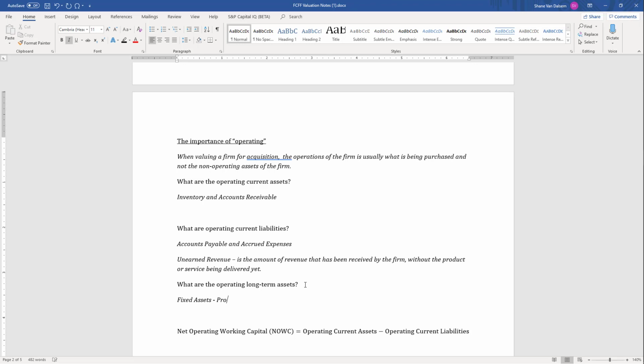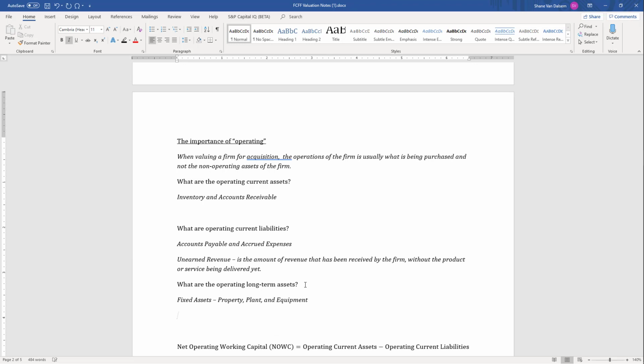So property, plant, and equipment. And again, these are referred to as operating because they're necessary for the company to continue their operations. Okay. So generally fixed assets.